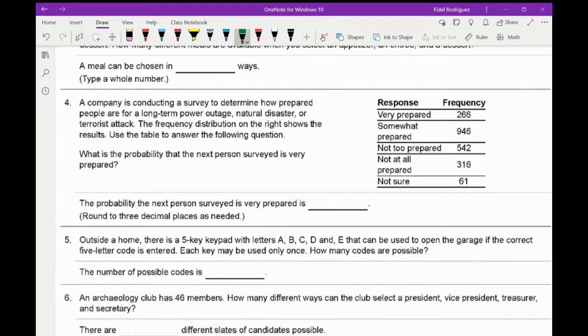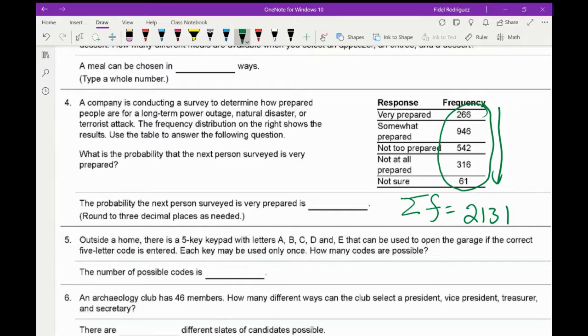Let me get my pen going. Sometimes my pen freezes, guys, so if you hear a little tap, I'm just hitting my pen. Okay, the first thing I need to do is find the sum of my frequencies, meaning I need to take these numbers right here, y'all, and add them up. I'm just using my plain Jane calculator that's on my iPhone. So 266 plus 946 plus 542 plus 316 plus 61. Okay. So when I added all these numbers up, straight down, the number that I came up with was 2131, okay?